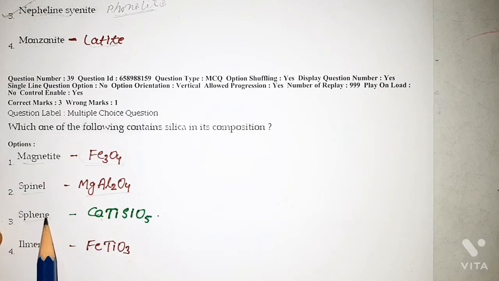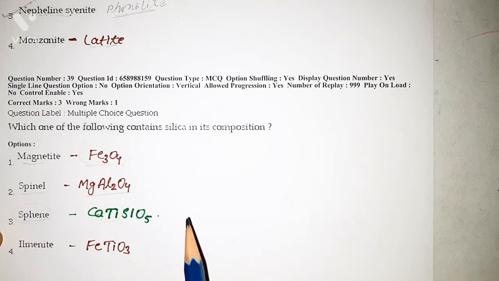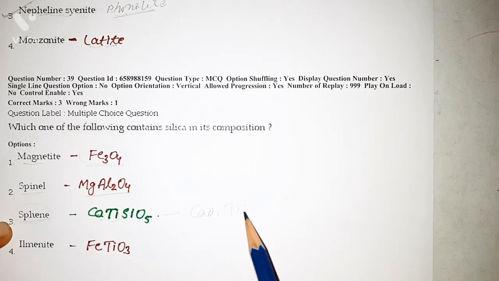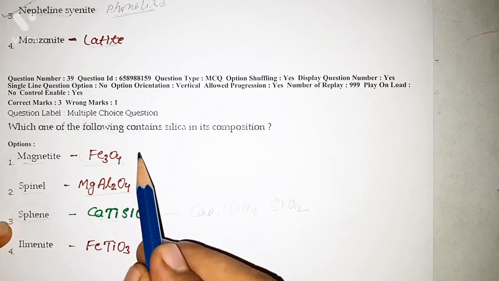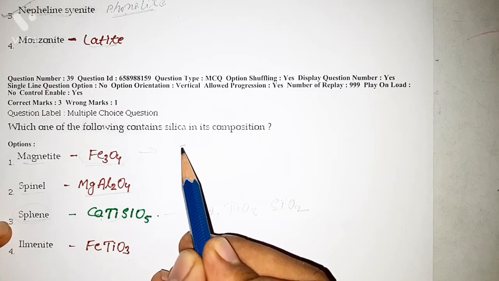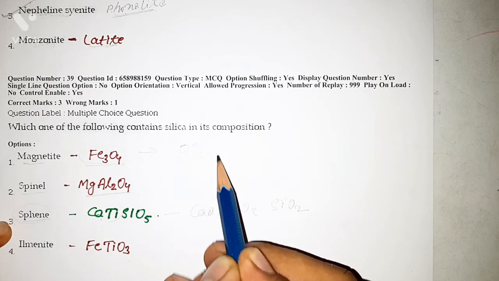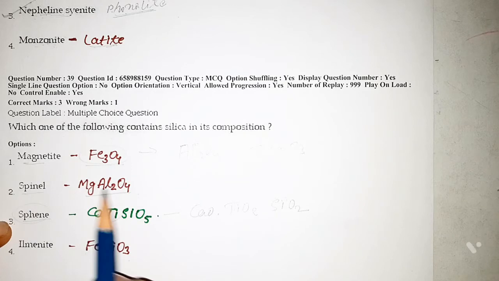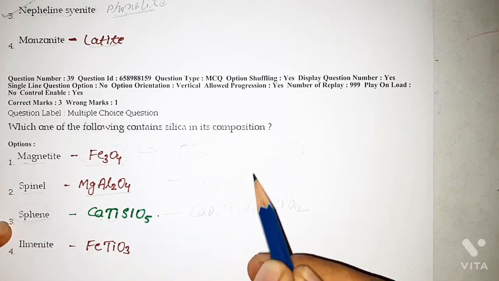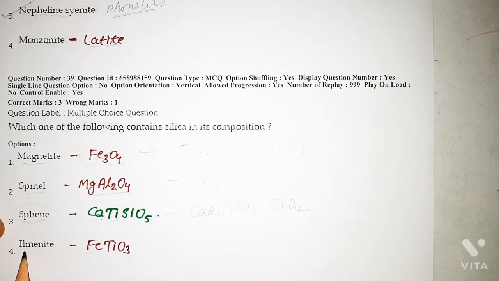Next is sphene. Sphene is also known as titanite because of the titanium present in its composition, and the composition of sphene is CaTiSiO5. If you break this down, you will get calcium oxide, titanium oxide and silica. And if you break down the composition of magnetite, you will get FeO and Fe2O3. If you break down spinel, you will get MgO and Al2O3. And next is ilmenite, and the composition of ilmenite is FeTiO3. If you break this down, you will get FeO and TiO2.